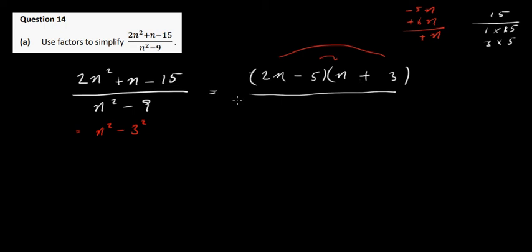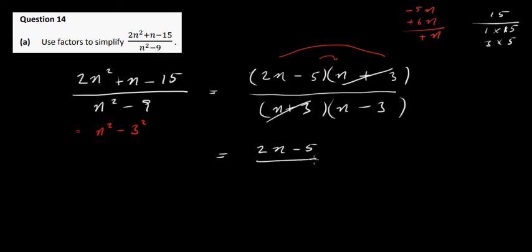So that works. On the bottom here is just the difference of two squares, so I've got n plus 3 times n minus 3. Now you can see here that we've got these two terms multiplied, we've got these two terms multiplied, so this will divide into this, and I'm just simply left with 2n minus 5 divided by n minus 3. And that's it. Use factors to simplify, so we've done that. We've factorized here, we've simplified that.